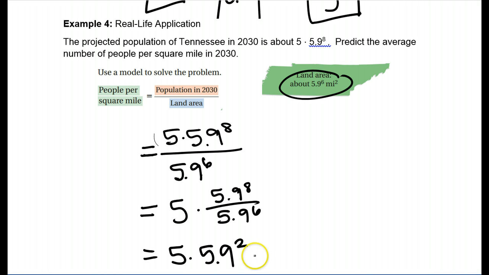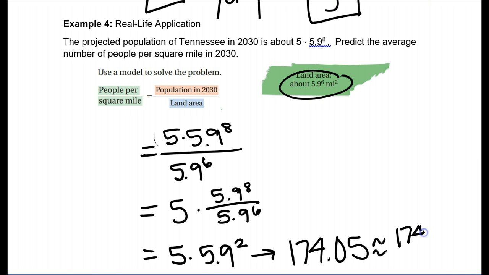And this I actually do want you to put in your calculator. So you have 5 times 5.9 to the 2nd power, and that gives you 174.05. And so that's approximately 174 people per square mile. I'm just going to say a mile squared.